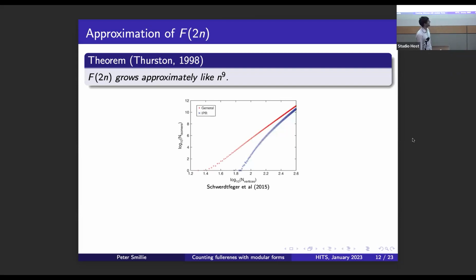That's what we saw. The growth is actually fairly precise. So a mathematician, Thurston, in 1998, proved, as a consequence of a much bigger theory, that F of 2n grows approximately like n to the 9th power. And here approximately means there are two constants, so that there's a lower bound times n to the 9th and an upper bound times n to the 9th, and it's sandwiched between those.